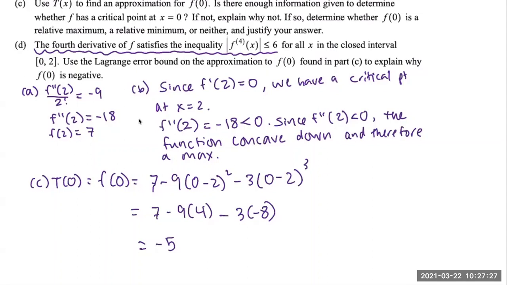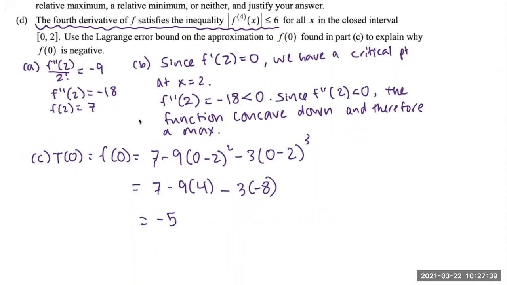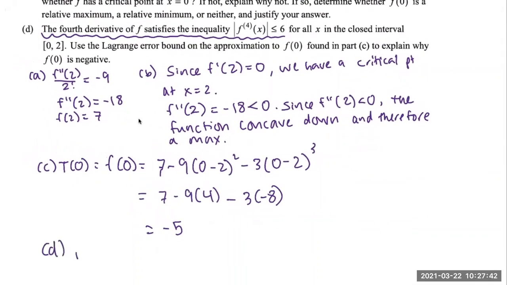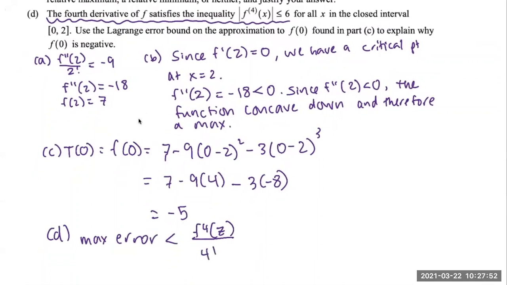So what you just underlined, that statement is saying that the fourth derivative is going to attain a maximum of 6. That's going to be easy for us to just plug into the Lagrange error bound. So for part D, when I write out my maximum error, I'm going to say that it's less than the fourth derivative at some value z. Again, it doesn't matter what that value is, over 4 factorial.